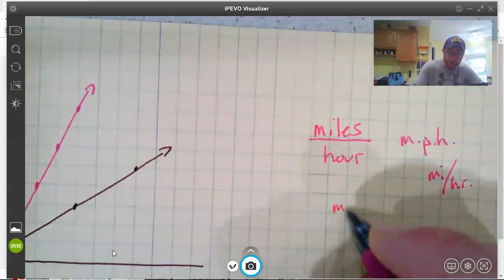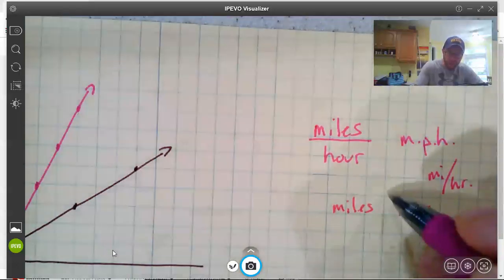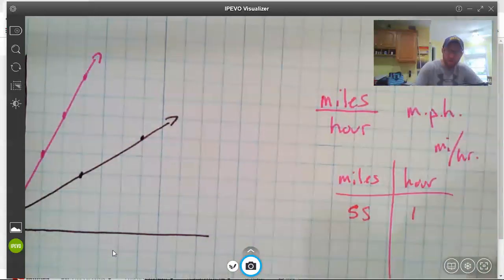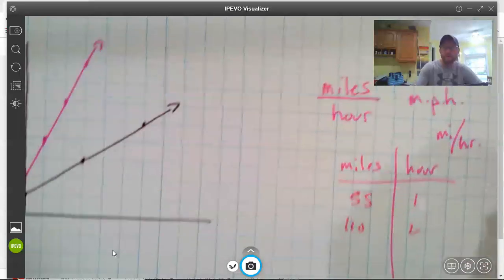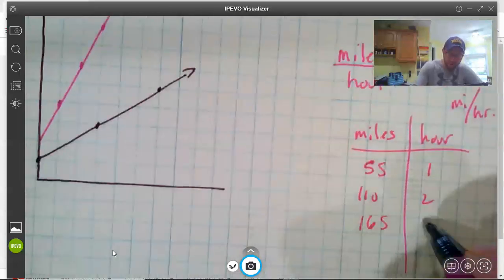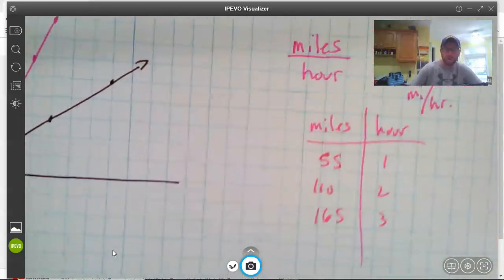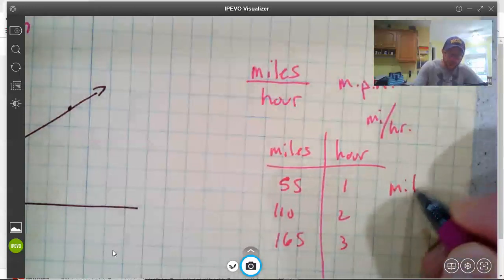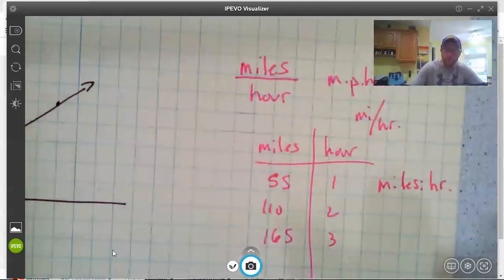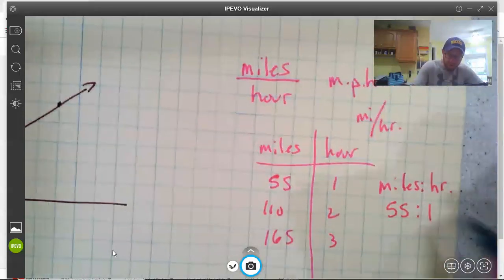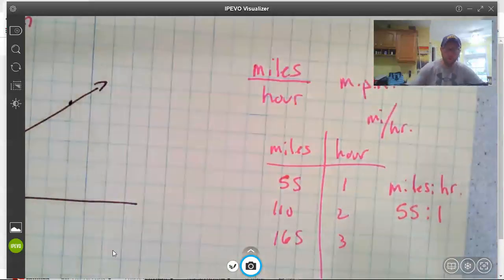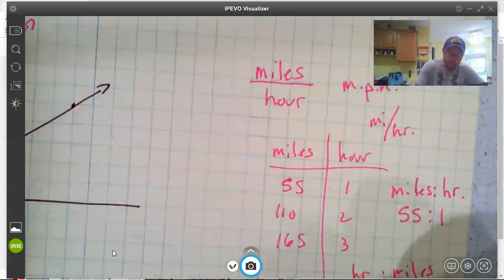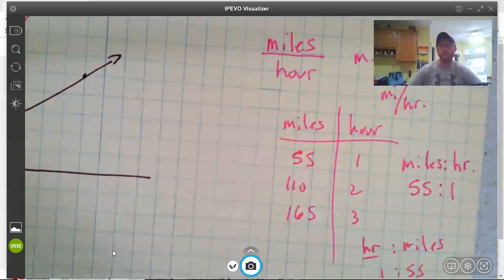We could keep track of it in a table, miles and hours. Say you're traveling at 55 miles per hour, then it's 55 miles to 1 hour, 110 miles to 2 hours, 165 miles to 3 hours. We could write this particular ratio as miles to hours like this and make it 55 to 1, or the other way around, hours to miles, 1 to 55. So there are lots of different ways that we can write that rate.